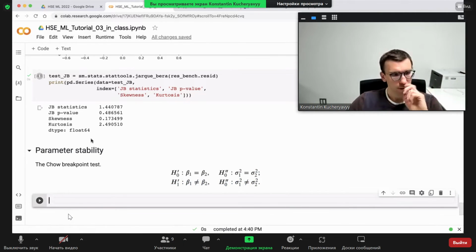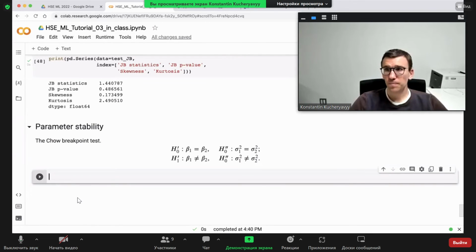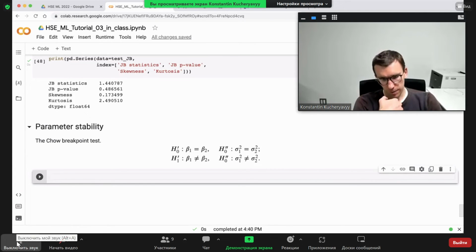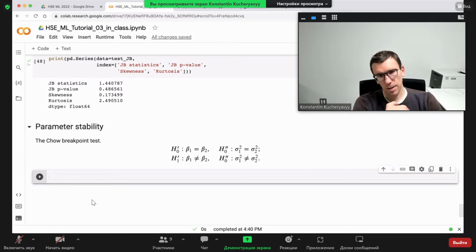Excuse me, this step, yes? How do we know the breakpoint? Yes, right. The breakpoint, somehow you need to think about it.